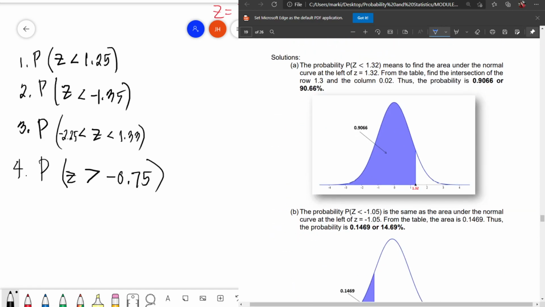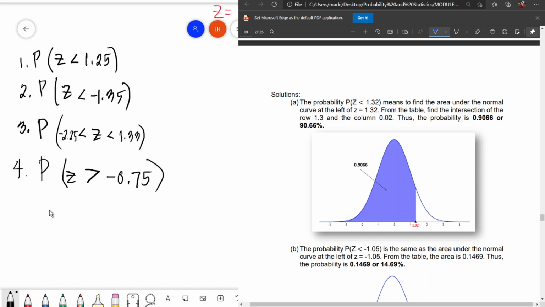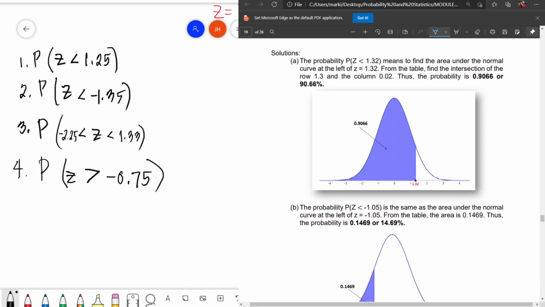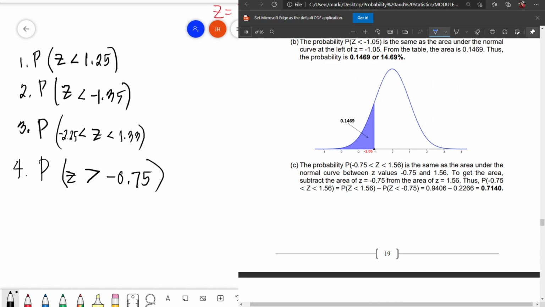So, next steps. Okay, these are the solutions. Don't be confused. What I taught is how to solve. The simple way of solving, left to right: if it is greater than, you subtract it from 1. If it is in between, you subtract the smaller z-score or area from the larger value. And if it is less than, that is already the area. There is nothing to subtract. So, as you can see here, the solutions. So, P of Z.